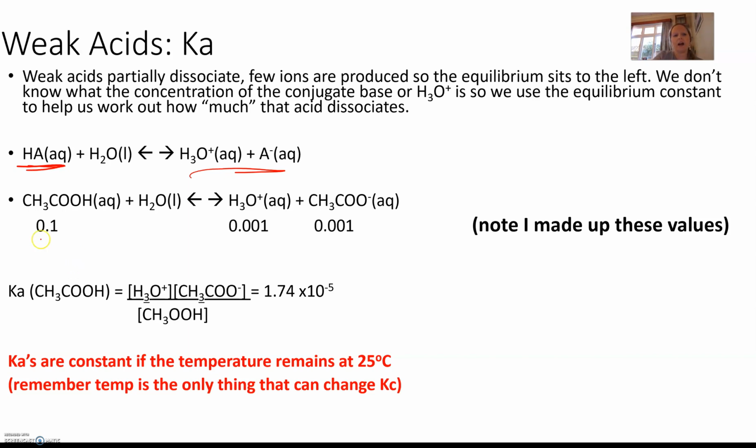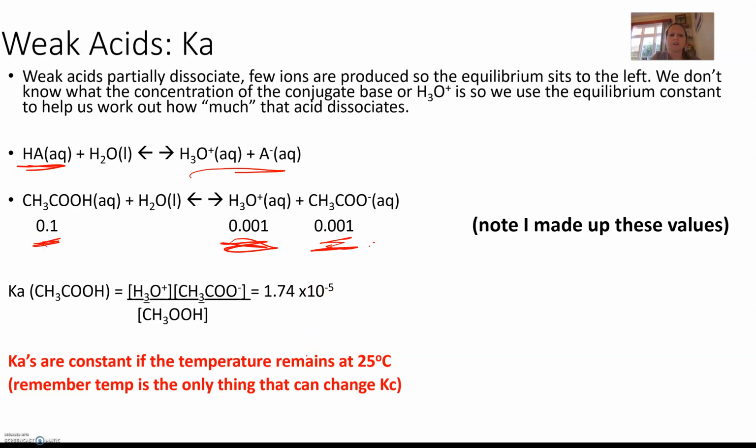Now, I made up these values just to give you a bit of a concept. If we had a concentration of 0.1 mole per litre of ethanoic acid, very little of that ethanoic acid would actually dissociate. So you'd end up with about 0.001 of hydronium ions and 0.001 of ethanoate ions. I made these values up. It's just to show you that if this is how much acid you've got, very little of it breaks apart.